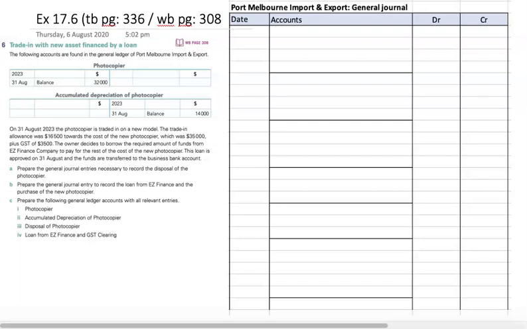Like all of these questions, I really recommend that we read it from start to finish before we start to attack it. Let's have a look at it. The following accounts were found on the general ledger of Port Melbourne Import and Export. They have a photocopier and they bought this on the 31st of August for $32,000. So there is a balance, they didn't buy it, but the balance of the photocopier, the historical cost, was $32,000.